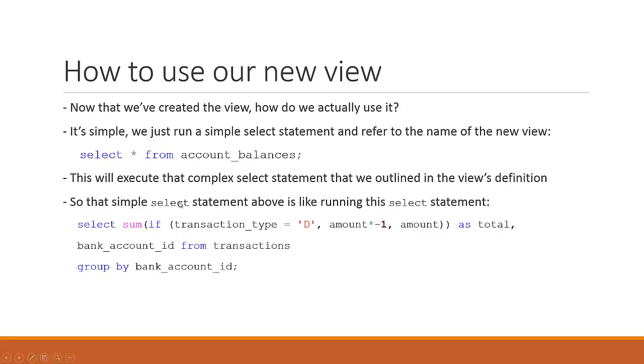So the simple select statement above, which is right here, select star from account balances, is kind of like running this select statement, which is right here, which is the complex select statement that we just outlined in the view's definition, which is the sum if the transaction type is equal to D, etc., etc. Anyway, I was just talking about this. So this is what it's going to be running when we say select star from account balances. Okay. How cool is that? So we've essentially taken all of this complex stuff and we've hidden it inside of something that we call a view, which makes our lives a lot easier for actually running this particular select statement.